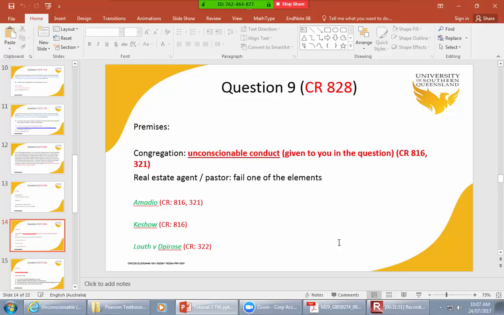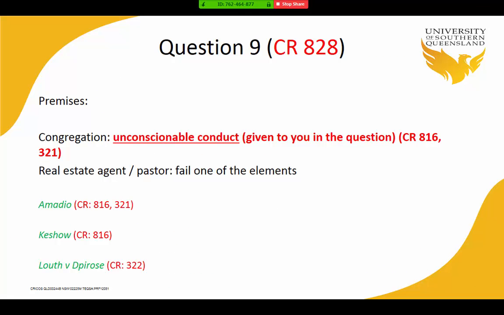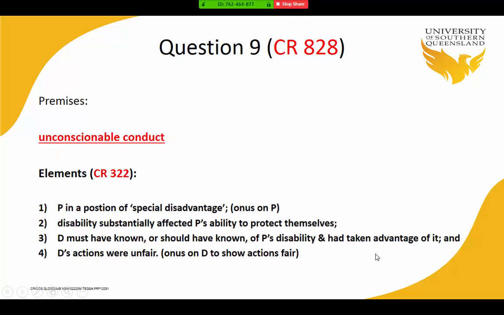Now, you'll find that this is actually talked about in these cases of Amadio, Keshaw, and Luth, and Pirose. I don't even know how to pronounce these names. It doesn't matter. What matters is that we'll cover these in more detail when we look at contracts, not today, okay? Let's just say today that we were given these elements. So it's much easier, and these are the elements we want to look at, okay?